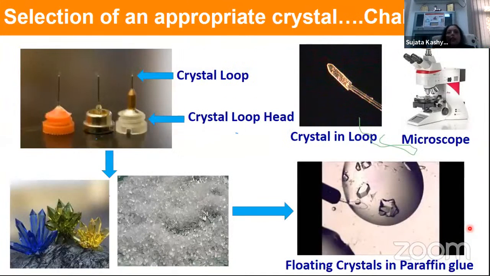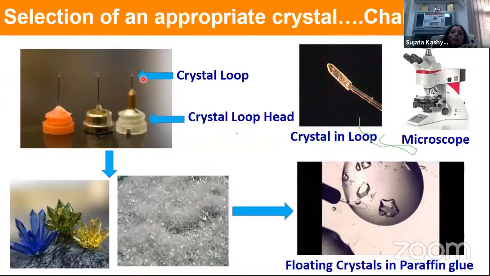Now, how to pick a crystal and mount it on the instrument. So this is the crystal loop head. The whole setup is called crystal loop head. At the top, there is a crystal loop which is made up of a transparent material. What do we do then? We take a glass slide and add a few drops of paraffin glue. Paraffin glue is just like glycerin, a transparent liquid. Then, with the help of a brush, we take out crystals from the tubes and make them float in the paraffin glue.